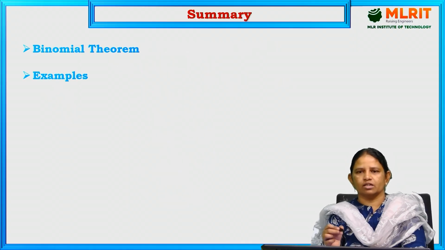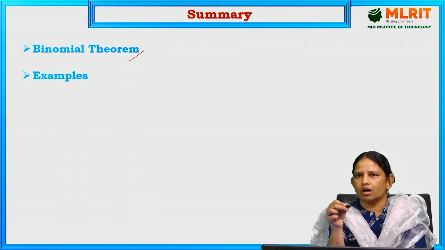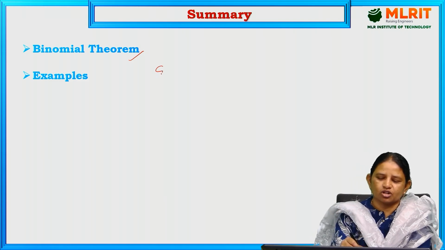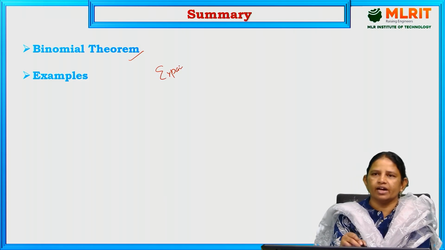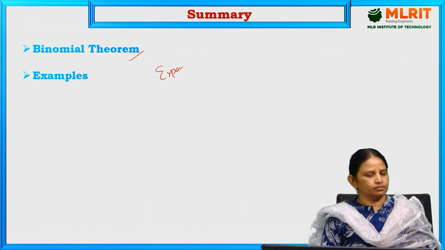So what we have discussed up to now: what a binomial theorem is, how to prove the binomial statement, the examples for the expansion of the binomial theorem, and finding the general terms in the expansion of the binomial theorem. Thank you.